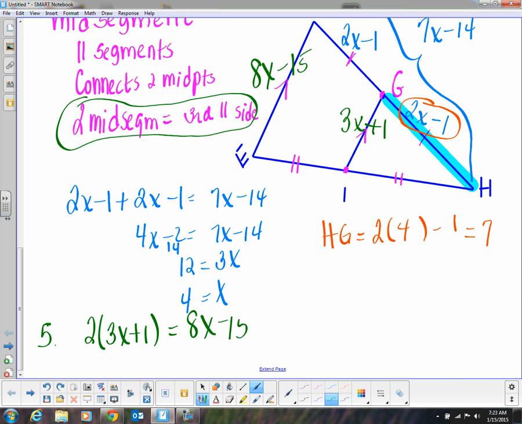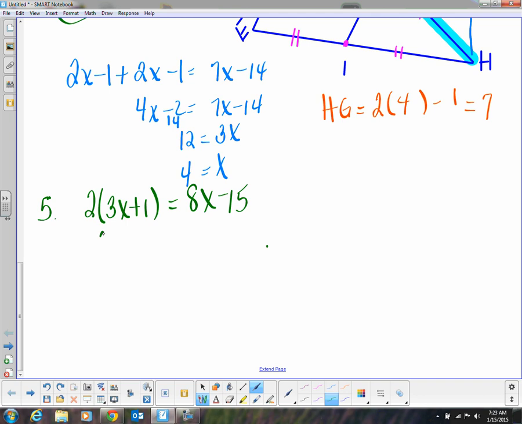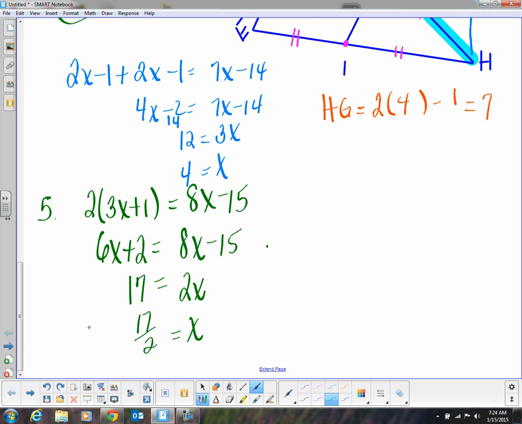Okay. Got to know these 3 properties of the mid-segment. So now we're going to get 6x plus 2 is equal to 8x minus 15. Subtract the 6, add 15, 16, 17. X is 17 halves, which is, what did I ask for? Find the value of x. Which is 8.5.